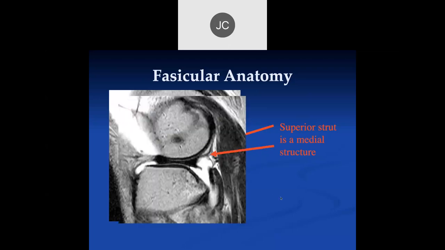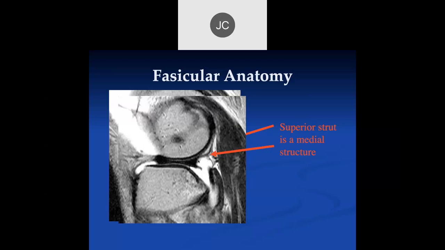And that's normal. The next cut, we can see it here, and that's a nice normal superior strut. These used to be important because they could be very confusing if you did arthrography, and you're concerned about posterior horn lateral meniscal tears. Sometimes this strut anatomy could be confusing, but we don't really do those anymore. So that's an intact superior strut.